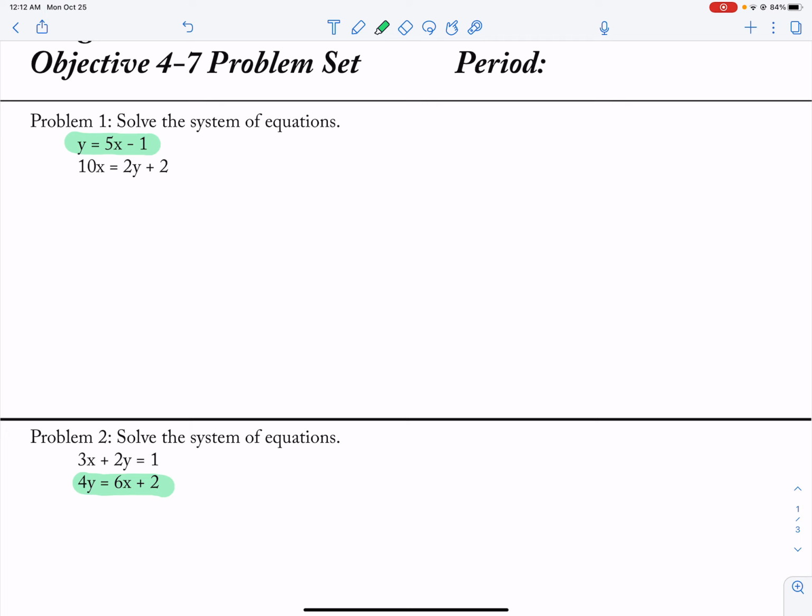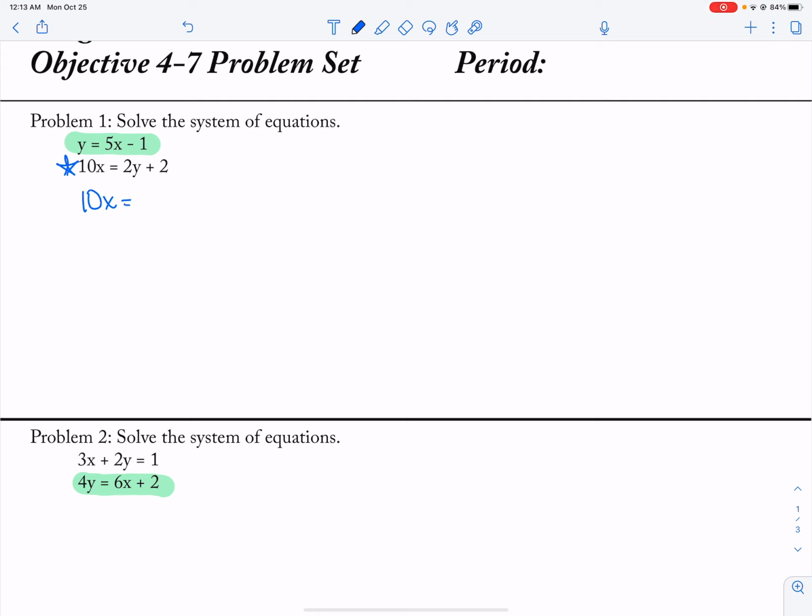You can move your 5x over to the other side, and you can move your 10x to this side. I'm sorry, I shouldn't move the 10x. I should move the 2y to this side, and then use elimination. But because I already have my y isolated here, I would probably just use substitution.